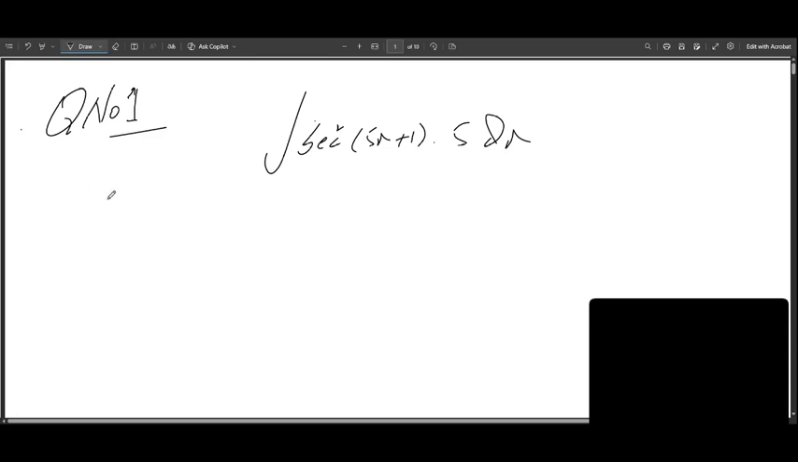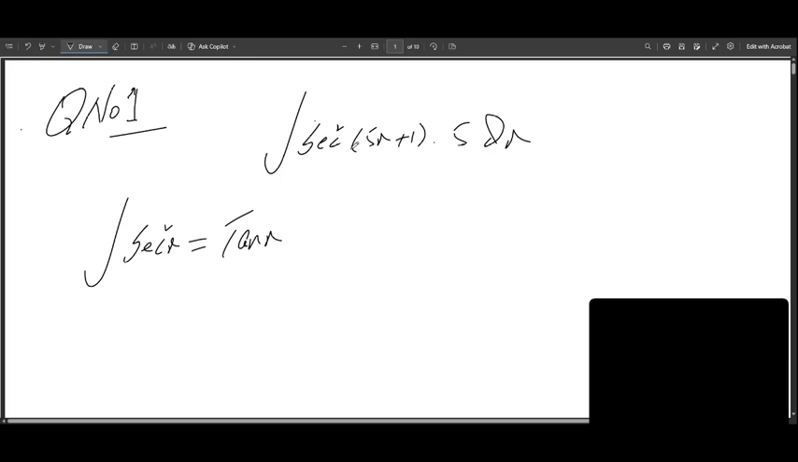Students, our topic is integration by substitution. First of all, I would like to analyze the question. If you take a look, we have a secant square and then we have some domain 5x plus 1. And if we analyze this, if we know the integral of secant square x is tangent x.